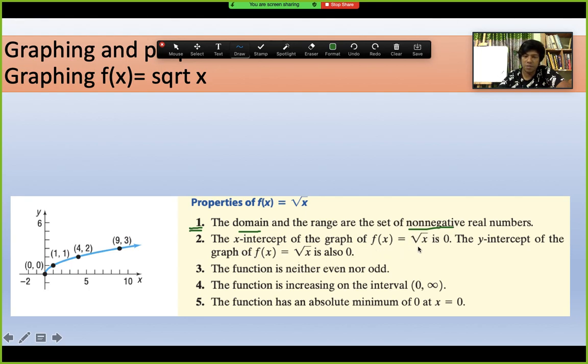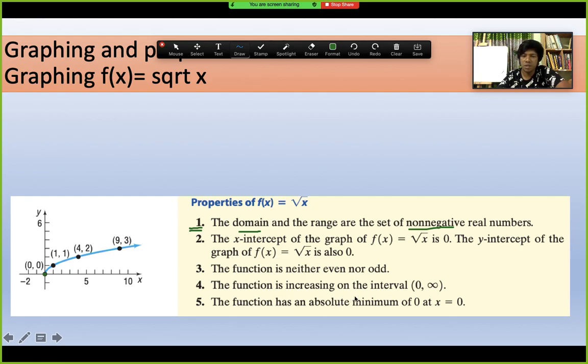The x-intercept of the graph is 0, and the y-intercept is also 0. Yes, we know that because they are both at (0, 0) here. The function is neither even nor odd. Okay, because to be an even function, it has to be y-axis symmetric, and to be an odd function it has to be origin symmetric. So this is not possible.